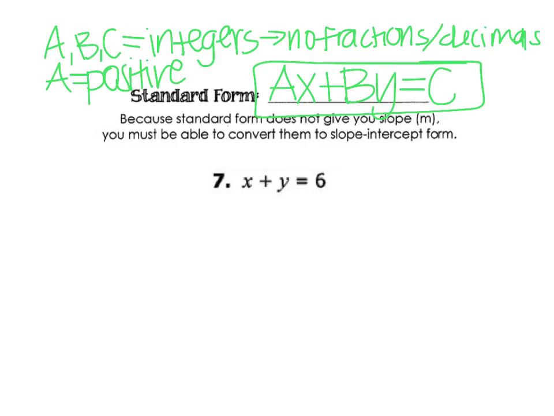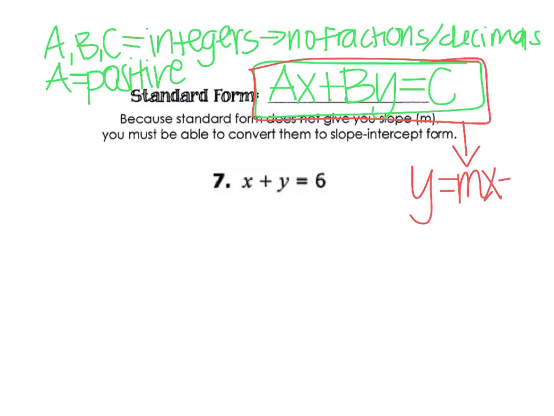Now, because standard form does not give you the slope of the line, there's no m in there, what we want to be able to do is convert them from standard form into slope-intercept form. So we want to go from ax plus by equals c to y equals mx plus b. So our goal is to get it in the form y equals mx plus b.